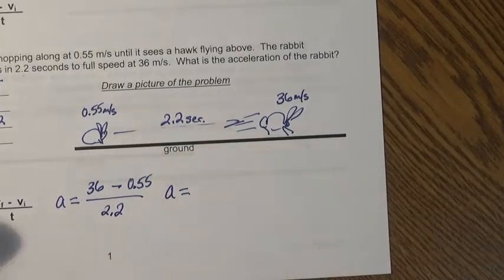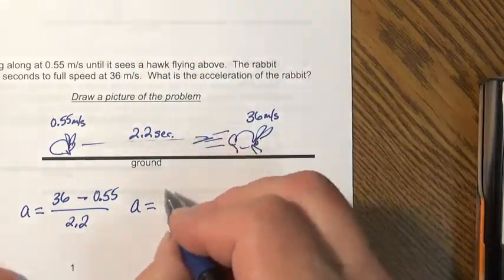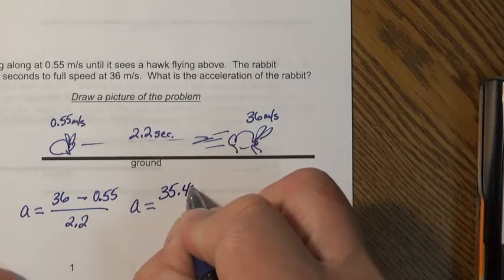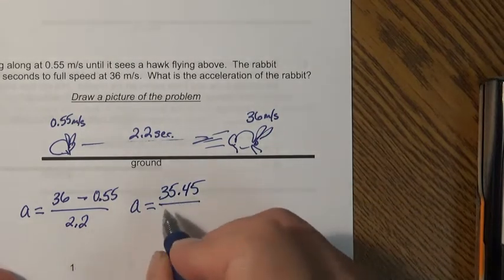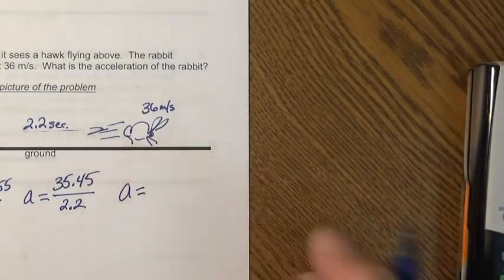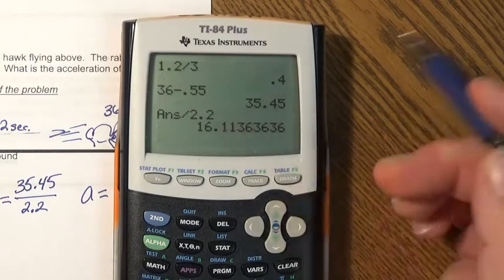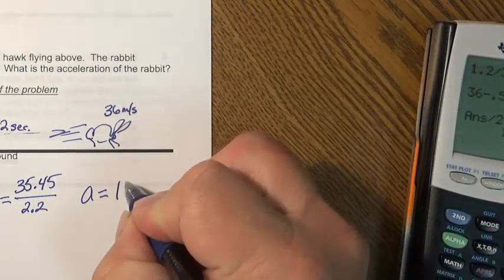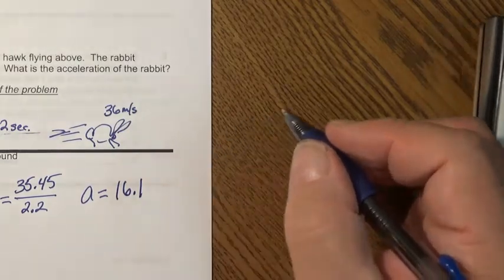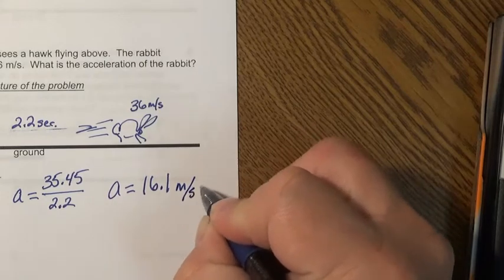So A is going to be equal to, first we'll take the 36 minus the 0.55. We get 35.45. And we still got to take care of that 0.2 down there. So now take 35.45, which is right there, divide that by 2.2. And we get 16.1. And remember, acceleration has the units of meters per second per second.